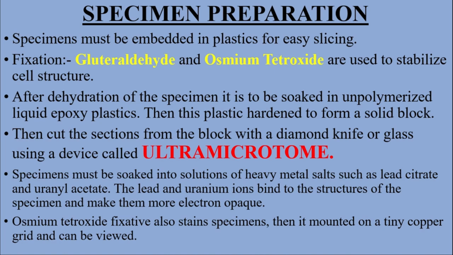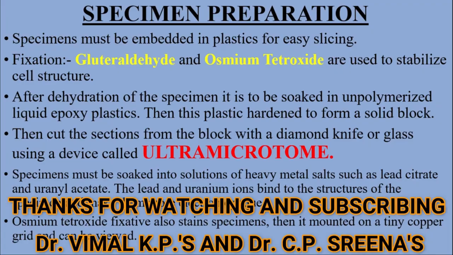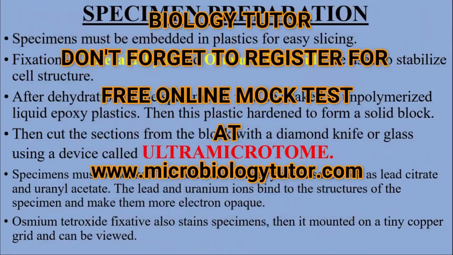Then the fixatives used are glutaraldehyde and osmium tetroxide. These three you should remember from this slide. Specimens must be soaked in solutions of heavy metal salts such as lead citrate, that also you should remember, and uranyl acetate and lead citrate are used to soak these specimens. The lead and uranium ions, for what purpose? The lead and uranium ions bind to the structures of the specimen and make them more electron opaque. Osmium tetroxide fixative also stains specimens. Then it is mounted on a tiny copper grid and can be viewed.